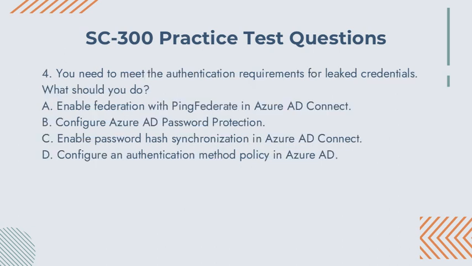4. You need to meet the authentication requirements for leaked credentials. What should you do? A. Enable federation with Ping Federate in Azure AD Connect. B. Configure Azure AD password protection. C. Enable password hash synchronization in Azure AD Connect. D. Configure an authentication method policy in Azure AD.